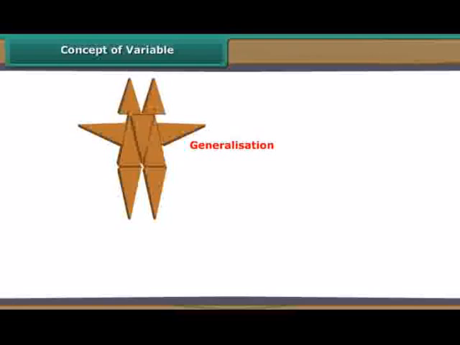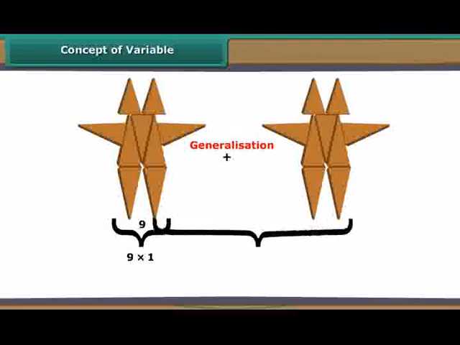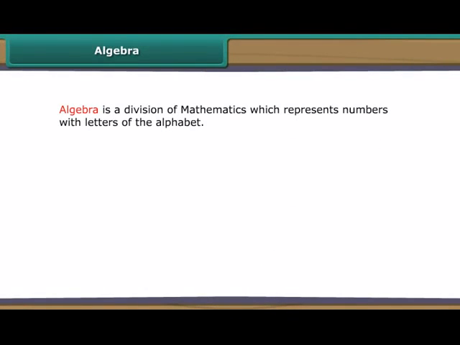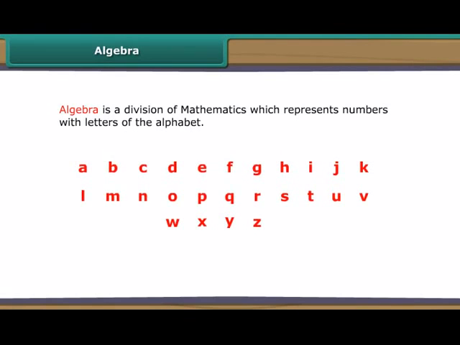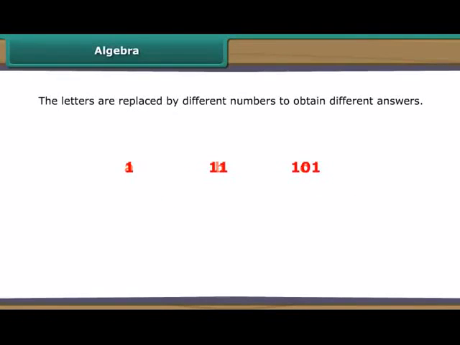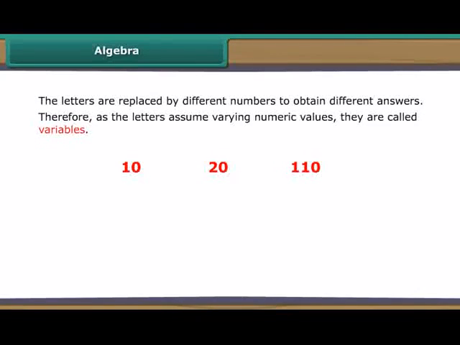The triangles Ananya uses in a single dancing figure are fixed. However, the total number of triangles used by her varies, depending upon the number of dancing figures she makes. We can, therefore, generalize by saying algebra. Algebra is a division of mathematics which represents numbers with letters of the alphabet. The letters are replaced by different numbers to obtain different answers. Therefore, as the letters assume varying numeric values, they are called variables.